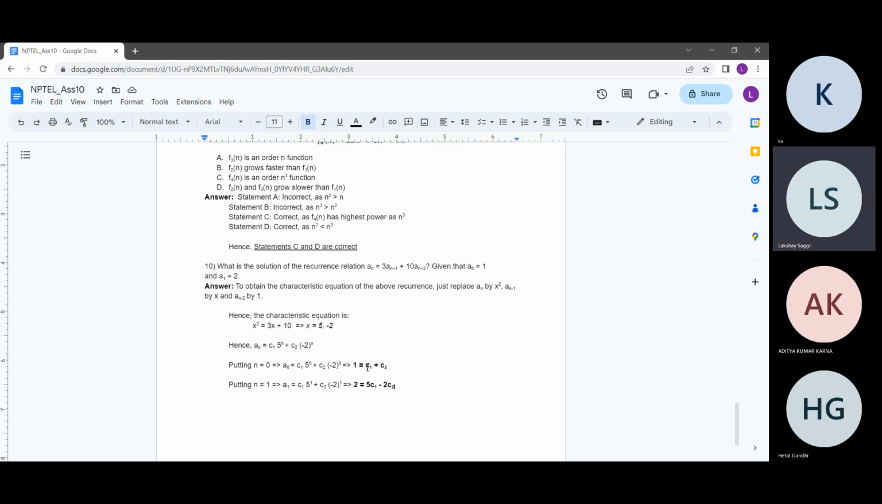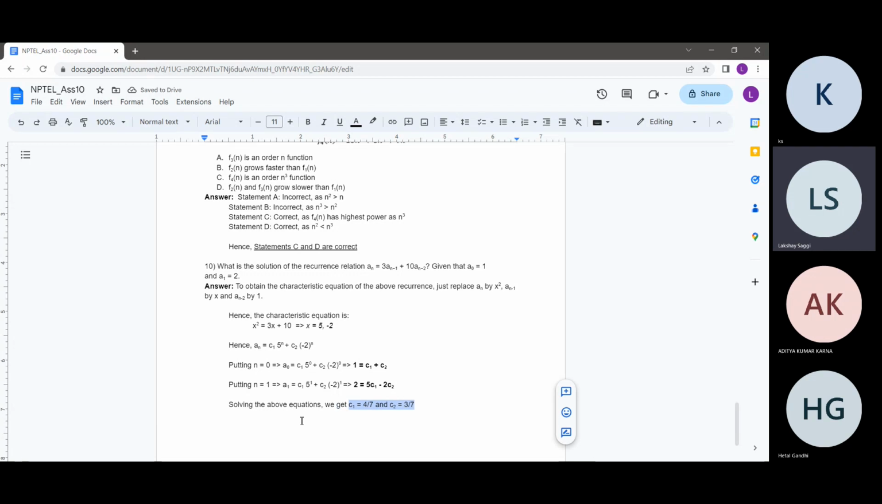So this equation will be 2 equals 2C1 plus 2C2, and we'll add these two equations. So we get 4 equals 7C1. Solving the above equations, we get C1 equals 4 by 7, if I calculate correctly. And C2 equals 3 by 7.